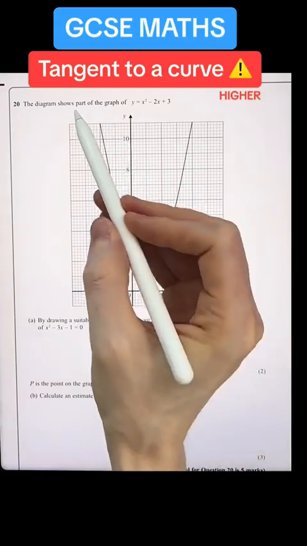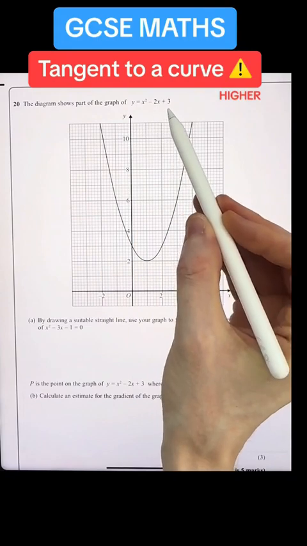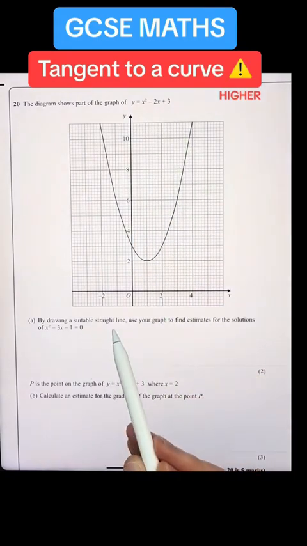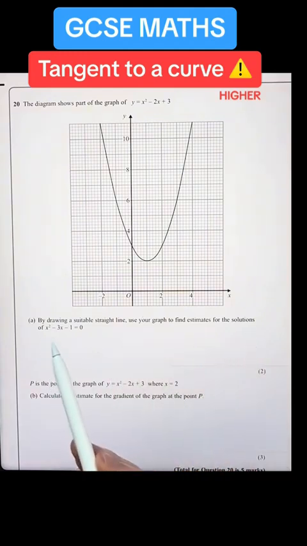Hardest 5 marks. The diagram shows part of the graph of y equals x squared minus 2x plus 3. By drawing a suitable straight line, use your graph to find estimates for the solutions of x squared minus 3x minus 1 equal to 0.